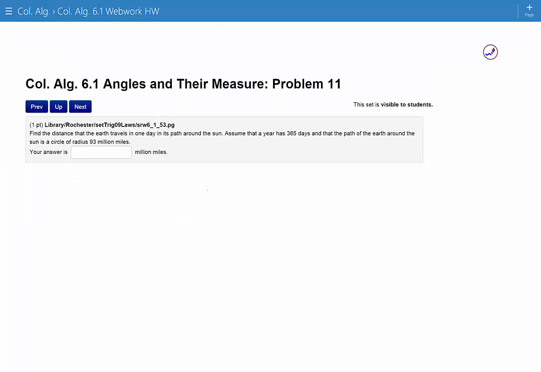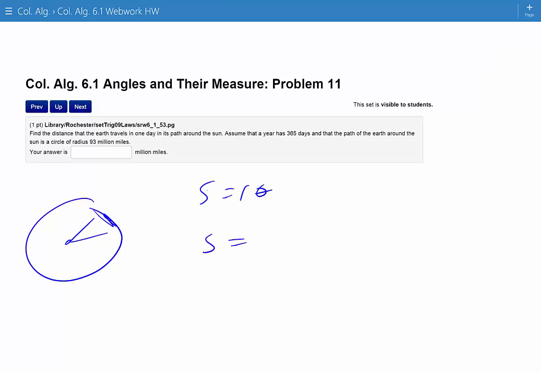Next problem wants to find the distance the Earth travels around the Sun. So let's assume a circular orbit. It's actually elliptical, but assume circular. We're going to use S equals R theta for this. To find S, the arc length around, which is what we're looking for, we use the radius, which is 93 million miles, times the angle. Now the angle is 1/365th of a full 2 pi.